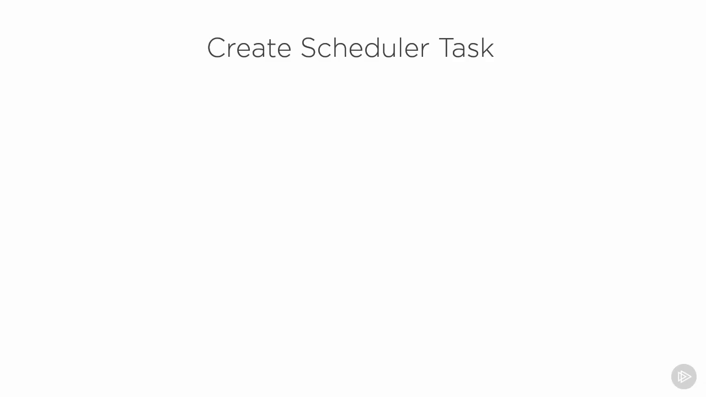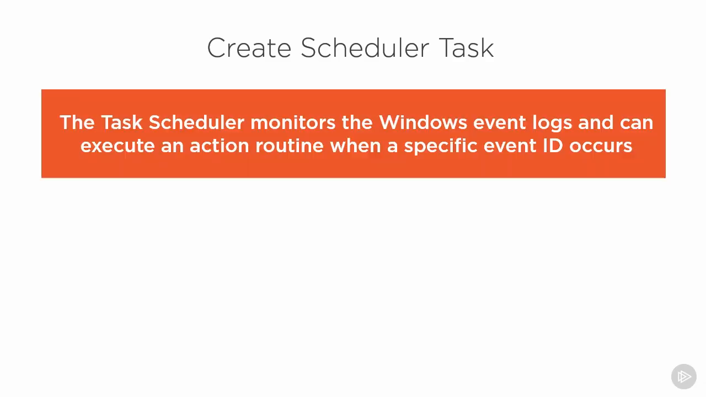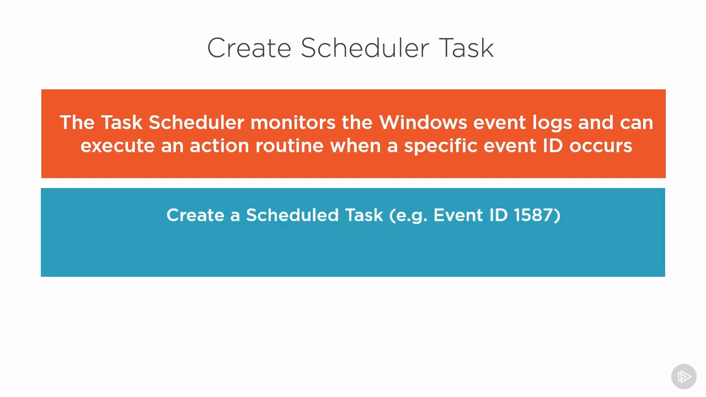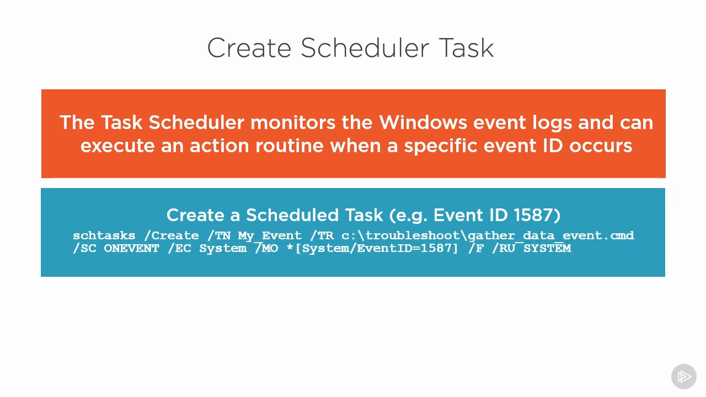The next step is to create the task scheduler job. As you may know, the task scheduler monitors the Windows event logs and can execute an action routine when a particular event ID occurs. For example, I'm going to use the event ID 1587. So I would use the schtasks command to create the task name called myEvent with the task routine c:\troubleshoot\gather_data_event.cmd. You'll remember that's the action routine.